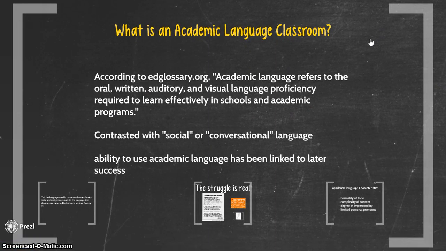According to edglossary.org, academic language refers to the oral, written, auditory, and visual language proficiency required to learn effectively in schools and academic programs. In America, academic English may be used synonymously with academic language because the dominant language in the American classroom is English, although the two terms may be defined differently in different regions. Since the education profession is so fond of acronyms, it is important to know that when academic language is intentionally taught or monitored, it may be referred to as academic language development or ALD.